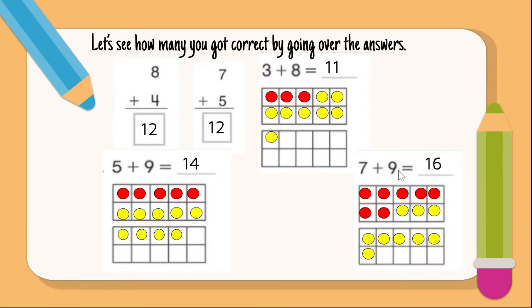7 plus 9. We have 7 red chips and 9 yellow chips. 7 plus 9 gives us 16. We know this because 10 plus 6 gives us 16.